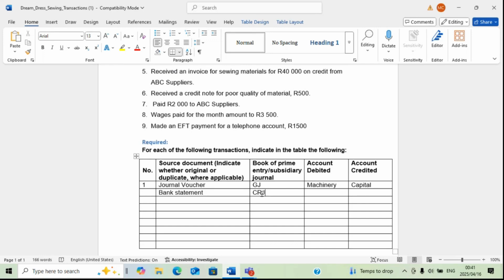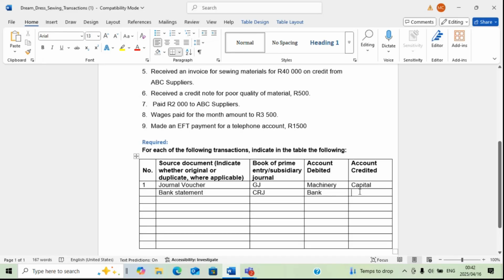CRJ is a journal or book of prime entry where we record our transactions where we receive money in the business, right? And then our two accounts affected are going to be bank and capital. So you're just going to come here and say bank, and because bank is an asset and it's increasing, because there's money into the business, and money in accounting is called bank, right? So there's an increase in our asset, our monies, and whenever money increases we debit the bank because bank is an asset, and whenever an asset increases we debit.